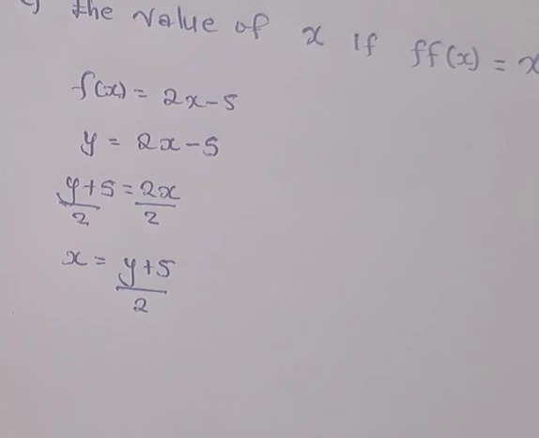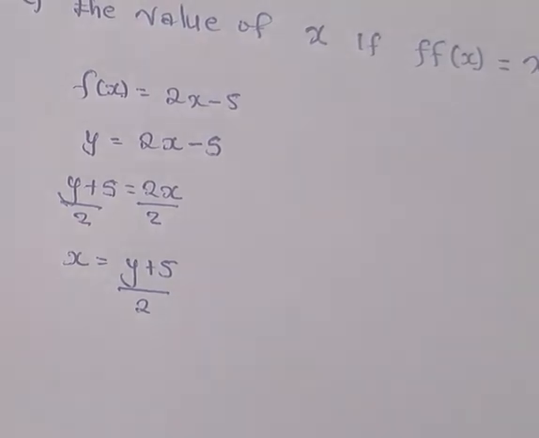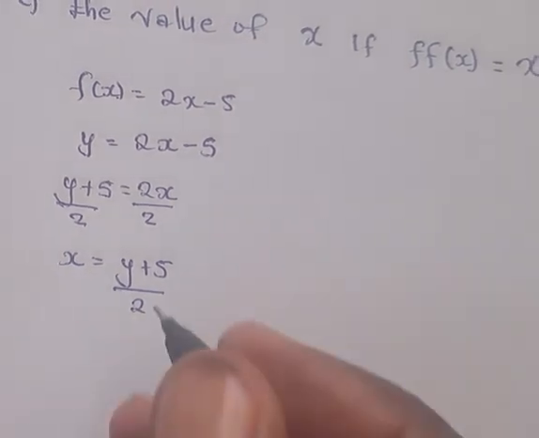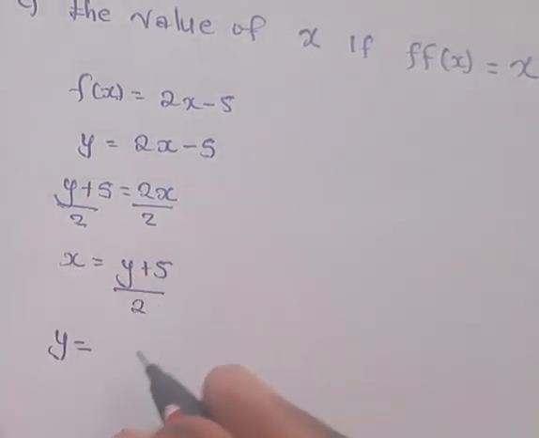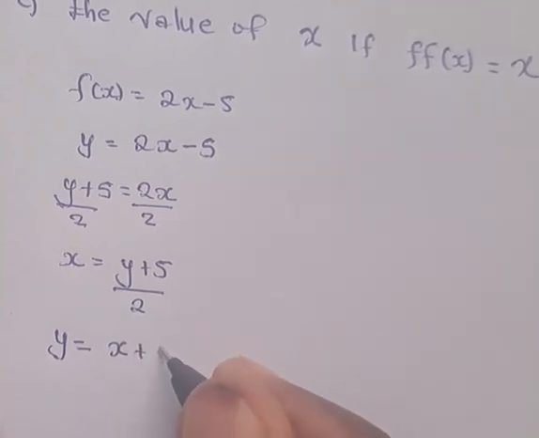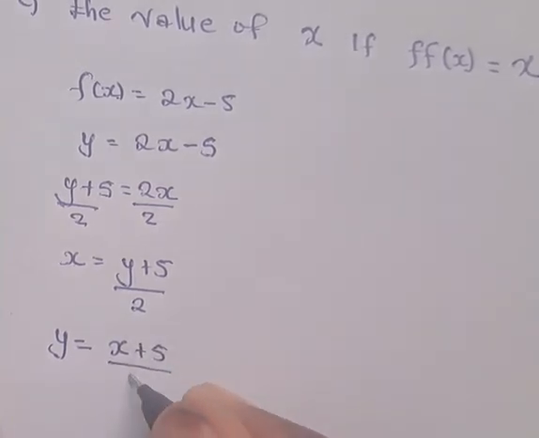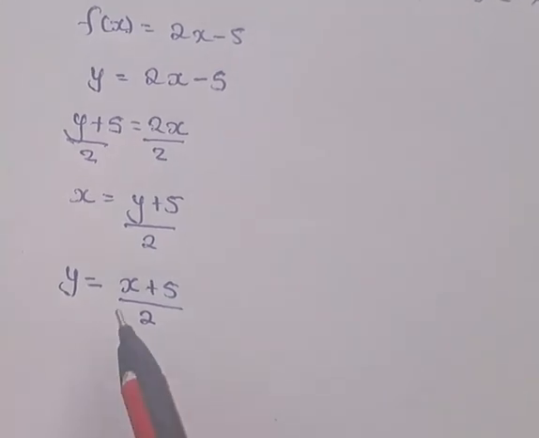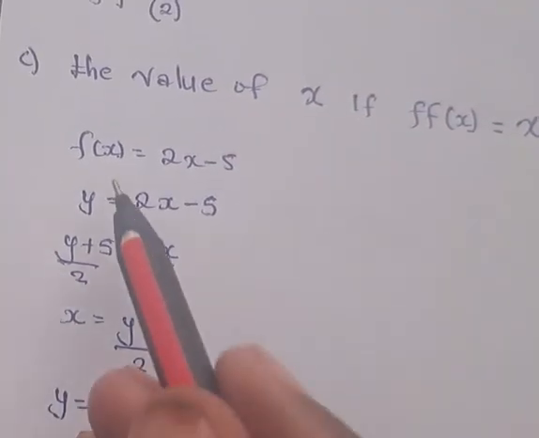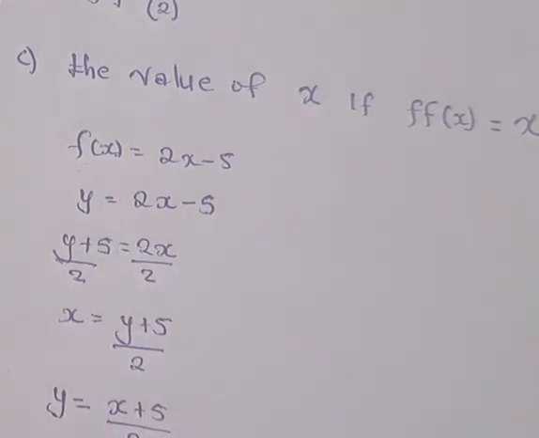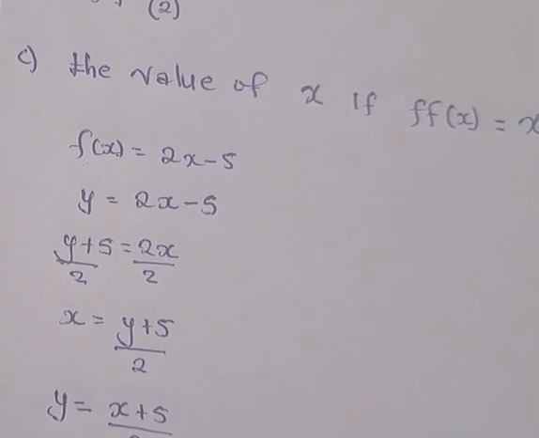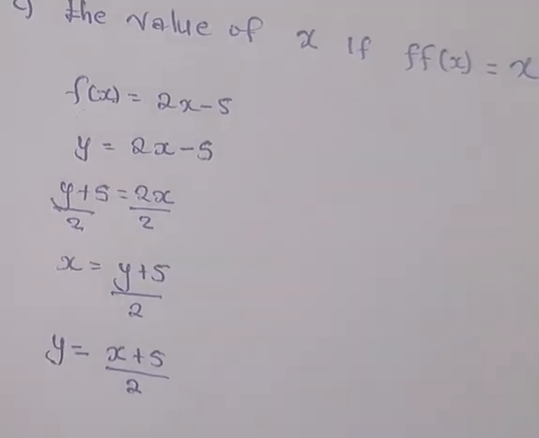Then from there you switch the places of x and y. Where there's x we put y, where there's y we put x, right? So this one is going to be y is equal to x plus 5 over 2. Then from here, remember we said you let this part be equal to y. In our case we never had y, so we don't need to have y at the end of the answer. So we bring back what was there.